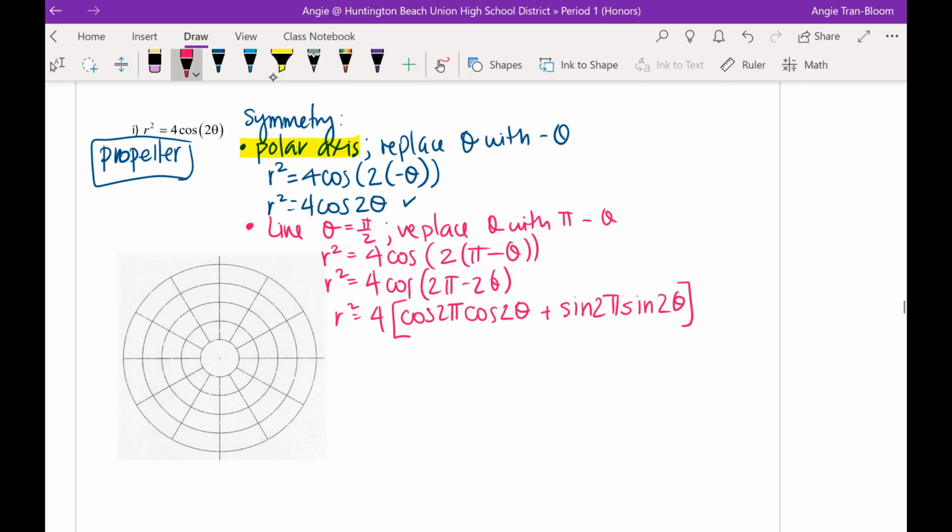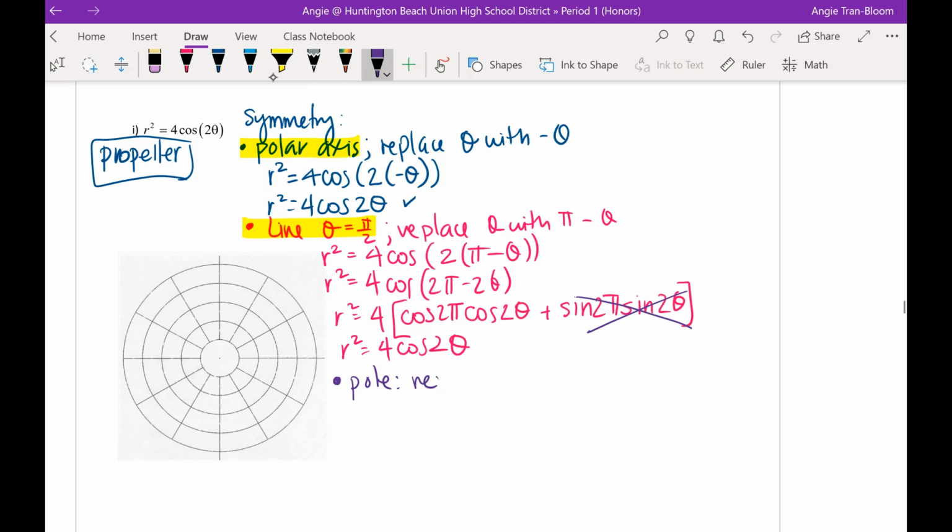Anything go to 0? Okay. What's cosine 2 pi? Positive or negative 1? Just 1. So r squared equals, oh, is it identical? Oh man, another symmetry. Should we check some more? No, thank you. I don't think you have a choice.